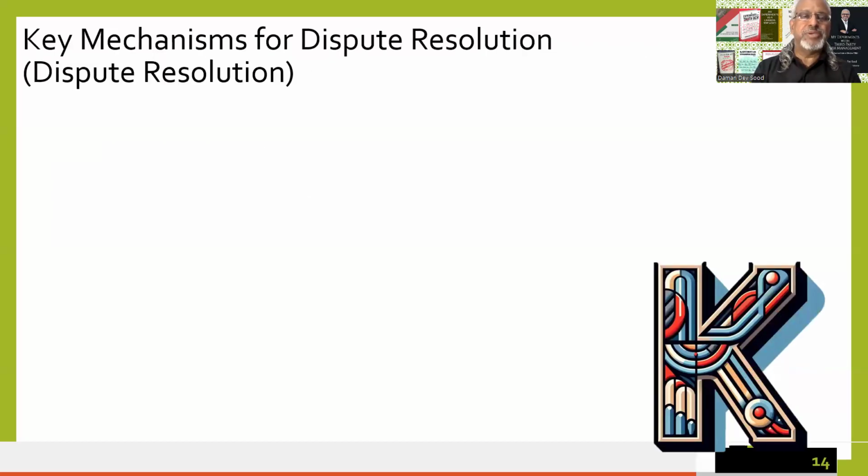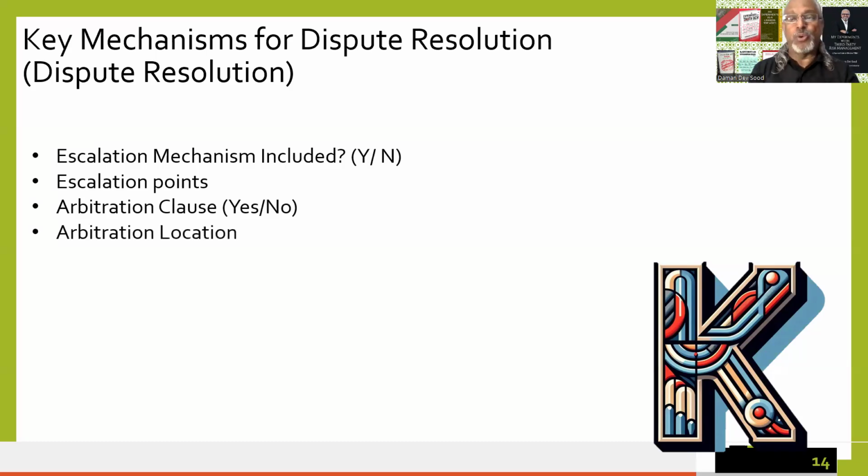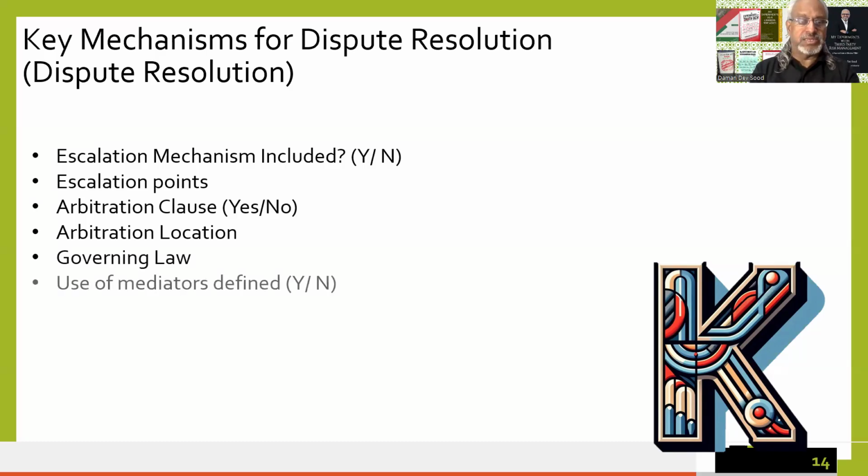K stands for key mechanisms for dispute resolution. So mechanism, escalation points, arbitration clause. Have you included this or not? And what is the content of the arbitration clause? What are the laws that will be governing this relationship? Can your third parties and you use mediators if there is a dispute ever in the relationship? Then details of mediators, so name, contact details, etc.